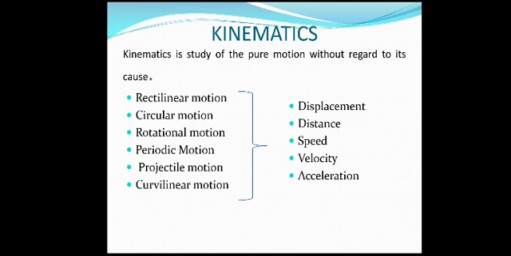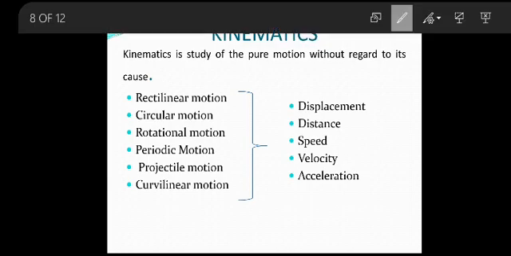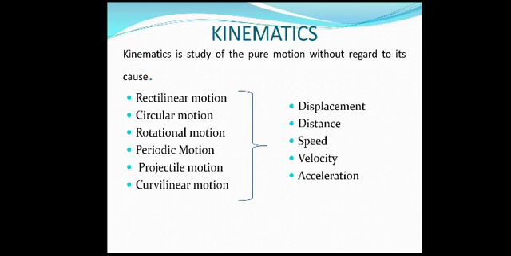What is projectile motion? Consider the example of an athlete throwing a javelin. The javelin falls by following a curvilinear path. It falls like a curve. That is your projectile motion.